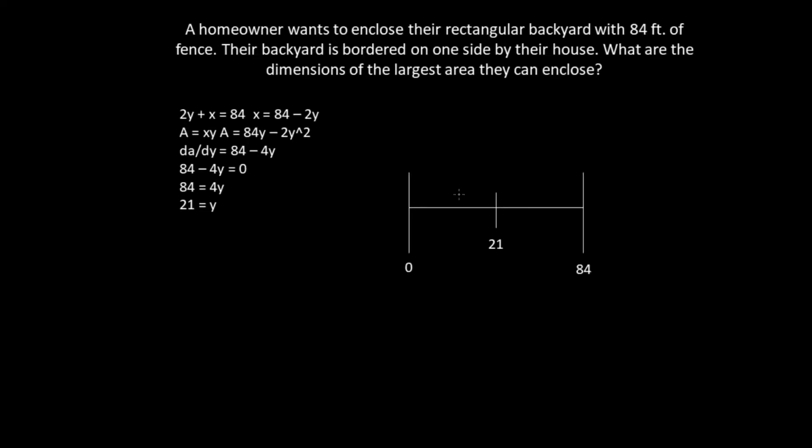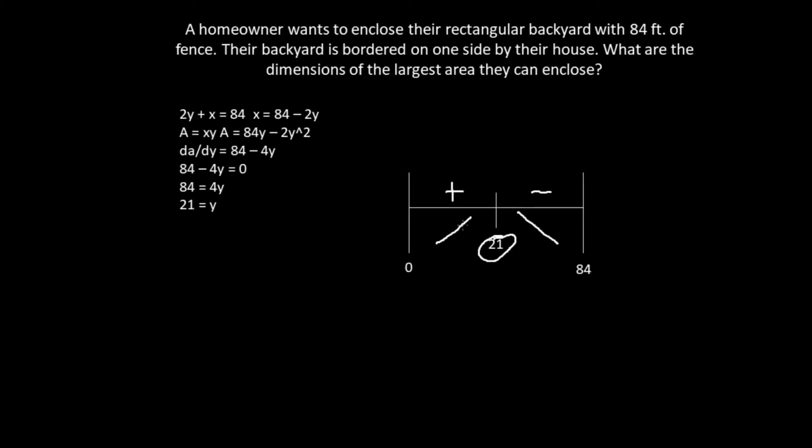The first step in doing the sign chart is to find a value between 0 and 21 and plugging it into the derivative equation. I'm going to pick 10. So that'd be 84 minus 40, which would be 44, and that's positive, so we write a plus here. The next step is to do the same thing for 21 and 84. So I'm going to pick 40. So you substitute that in, that'd be 84 minus 160, which would be negative 76, which is negative. So you can tell by this that 21 is the maximum.